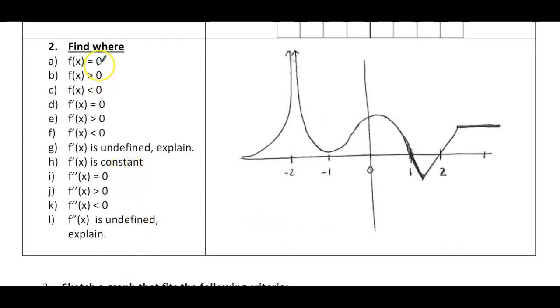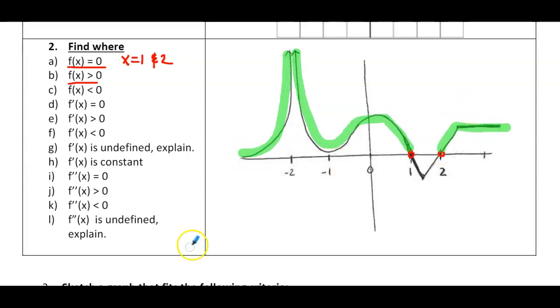Okay, so for 2a, f of x equals 0. That means that y equals 0, and that's where this graph will be touching the x-axis. So that's here and here. f of x is greater than 0 means that your graph will be above the x-axis. All of this is above the x-axis.